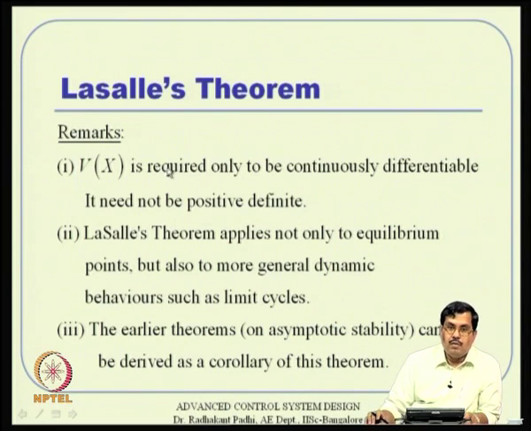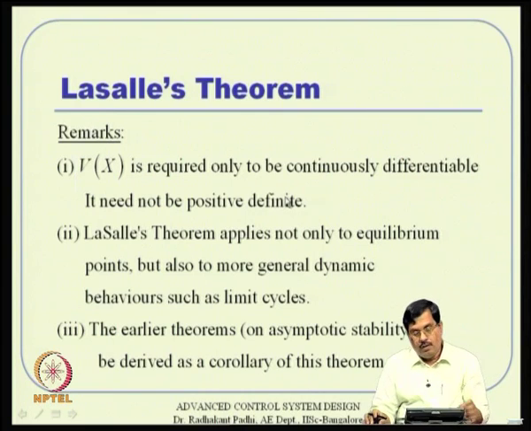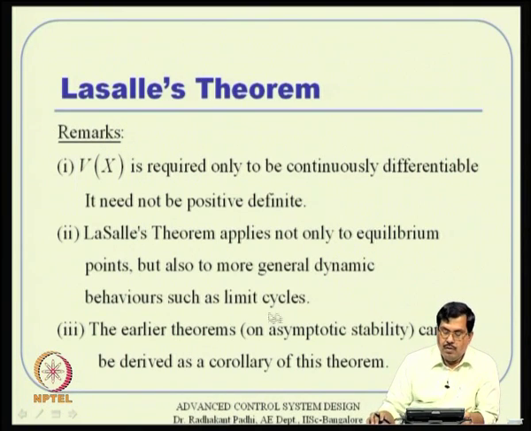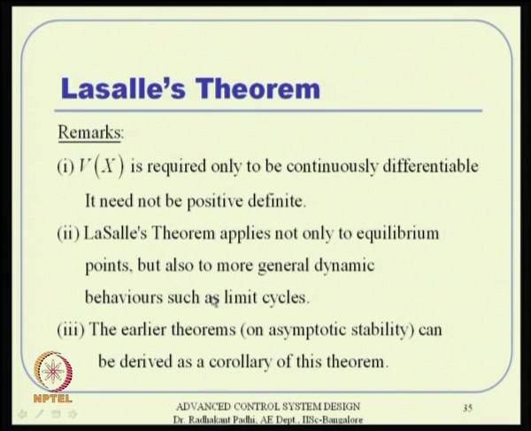But before that there are a couple of remarks here, and the first thing is, as I told already, V of x requires only to be a continuously differentiable function, it need not be a positive definite function. Okay. And as we also discussed, LaSalle's theorem applies not only to equilibrium points, it is also a more general analysis tool, and we will see one example which will be able to talk about the stability behavior of limit cycles also. Okay. Then we all know that the earlier theorem that we discussed is obviously some sort of a subset of this theorem. In other words, it can be derived as a corollary of this theorem actually. Okay. All right.